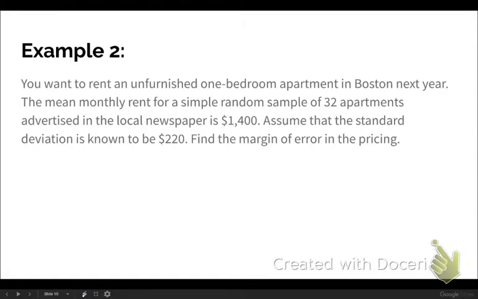Example 2, you want to rent an unfurnished one-bedroom apartment in Boston next year. The mean monthly rent for a simple random sample of 32 apartments advertised in the local newspaper is $1,400. Assume that the standard deviation is known to be $220. Find the margin of error in the pricing. So again, 2 times the standard deviation, 220, divided by the square root of n, which is 32.